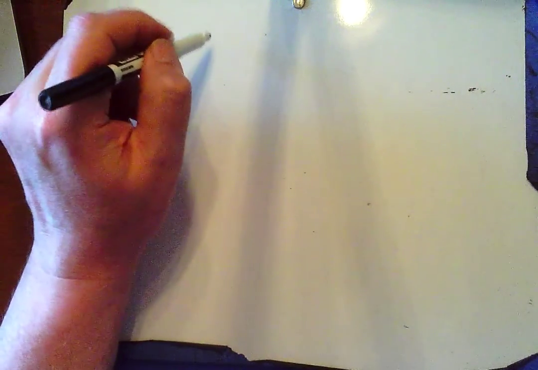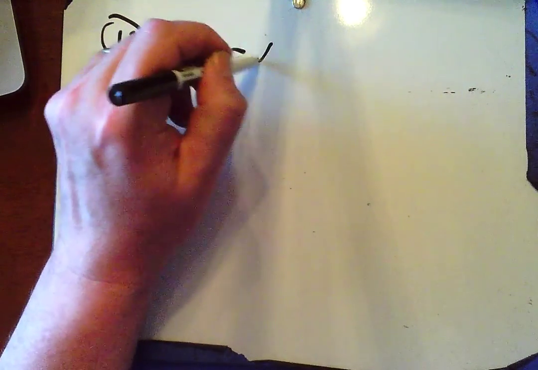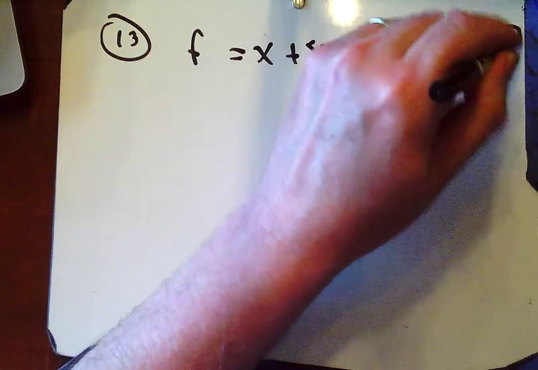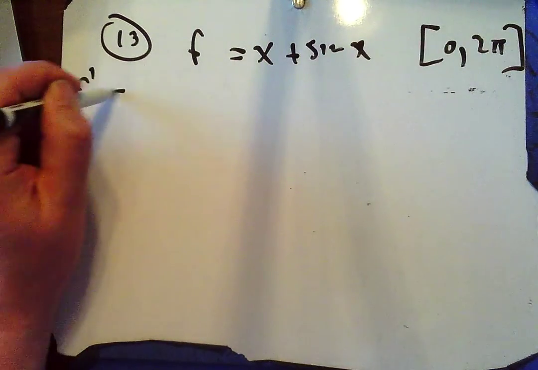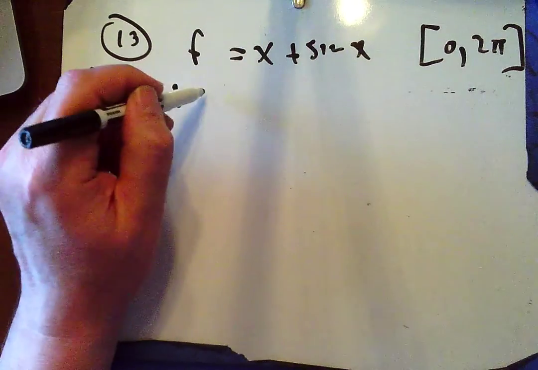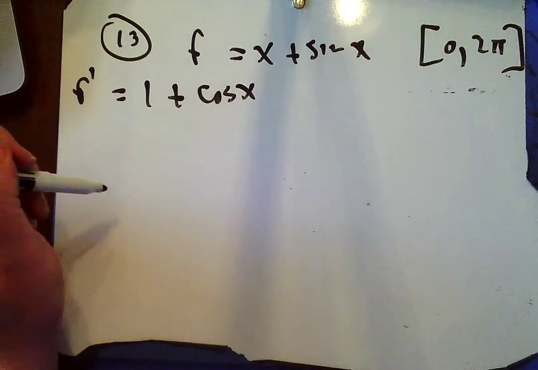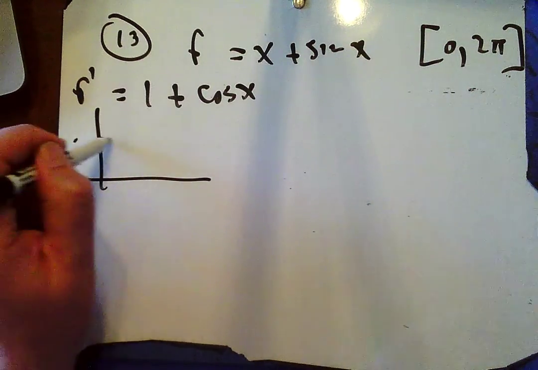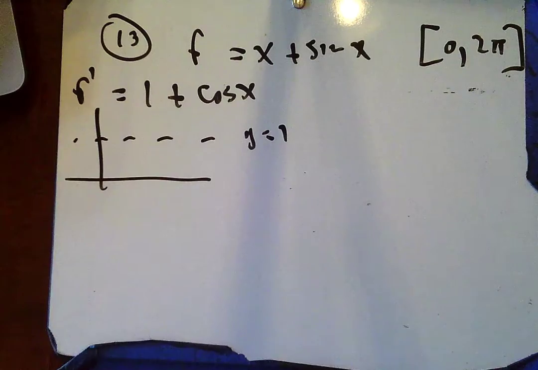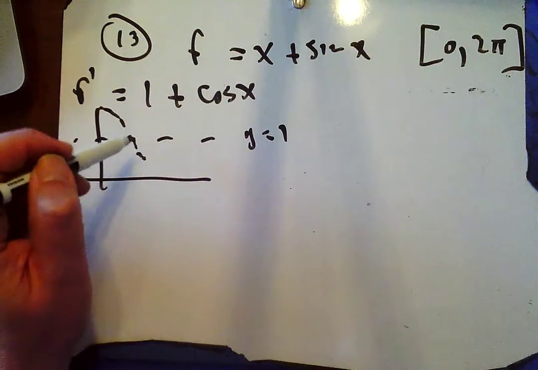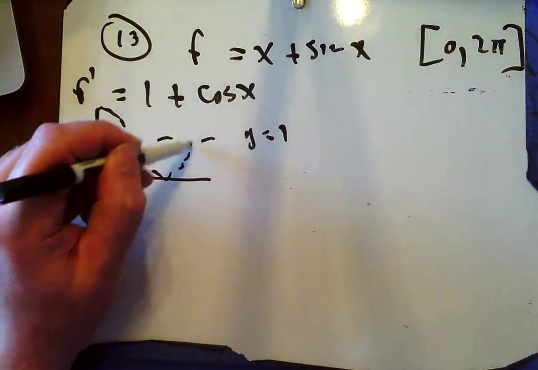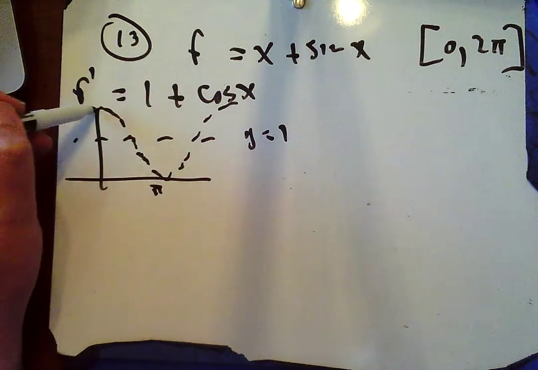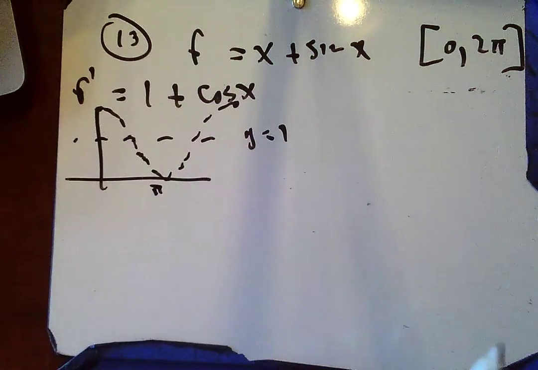Okay, 13, we've got f equals x plus sine x on a bounded interval. f prime is going to be 1 plus the derivative of sine, which is cosine. And when I think about that graph, cosine starts high, goes low, and back high again. And this is going to be at pi, and this is 0, and this is 2 pi.